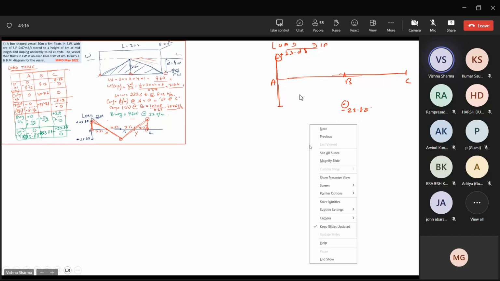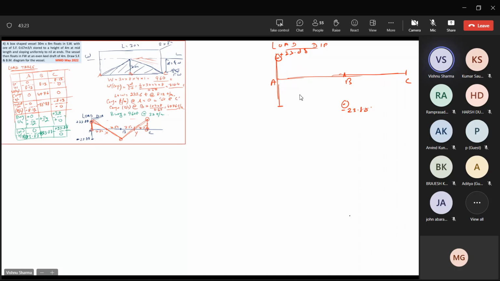And then we joined them with a straight line. And so once you have got the load diagram, how to proceed after that is what I'm going to focus upon now. So this change is already done now. Rest everything is what we learned yesterday, right?